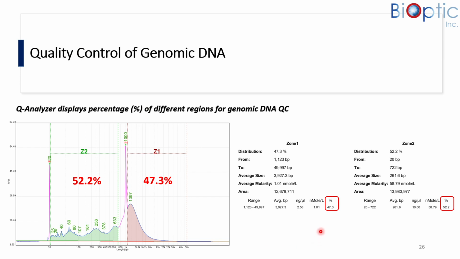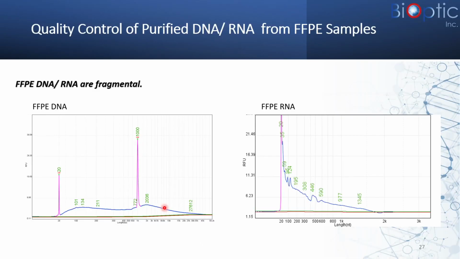In some downstream experiments, such as real-time PCR, partially degraded genomic DNA is still workable for the following gene detection. So, QSAP can provide the percentage of different size regions in the genomic DNA sample. It would help researchers to evaluate the quality of the genomic DNA samples. For example, in this result, we can see the genomic DNA over 100 kb is less than 50%.